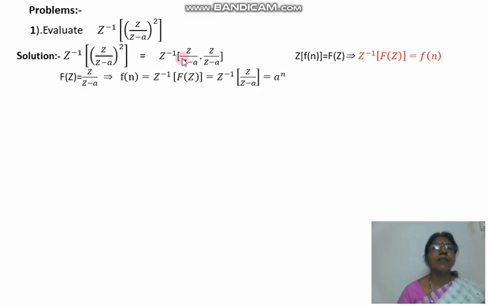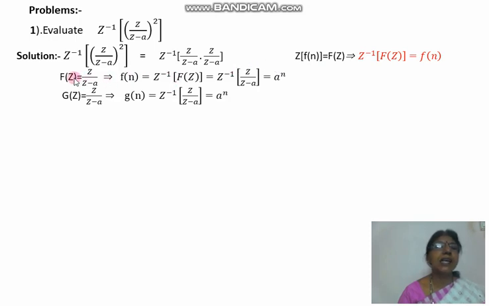What is the first function? Let the first function be f of z and the second function be g of z. The first function is z by z minus a, the second function is also z by z minus a. If the Z transform of f of n is f of z, then f of n can be written as Z inverse of f of z. Now we write f of n: f of n is nothing but Z inverse of f of z.